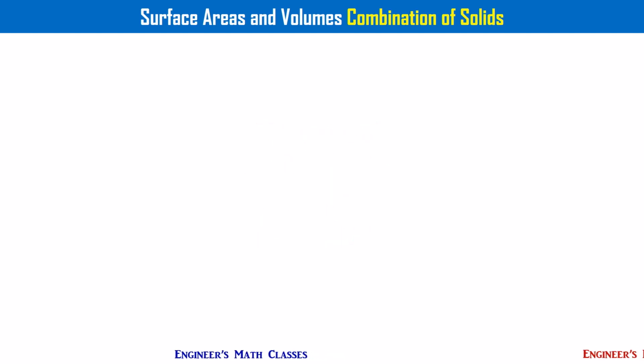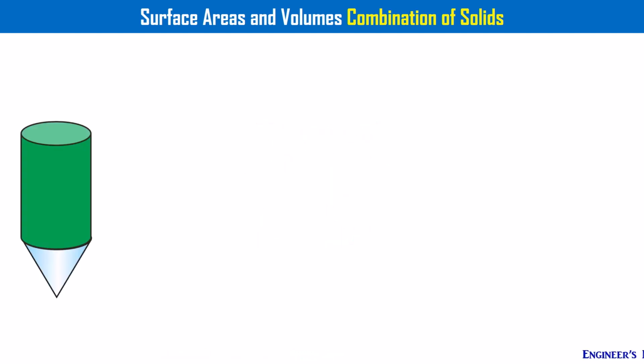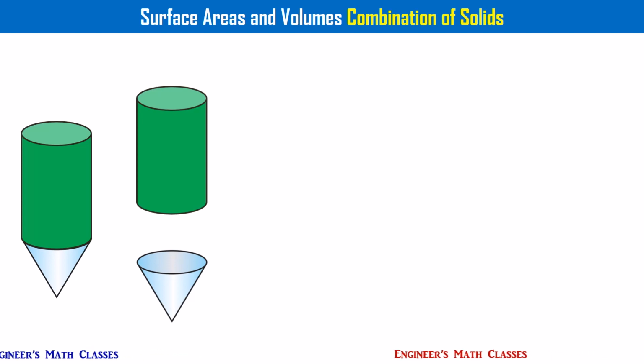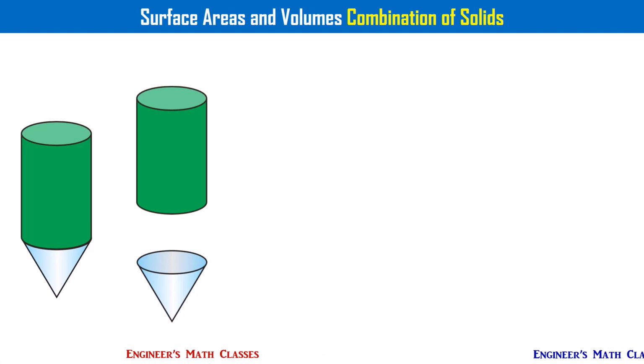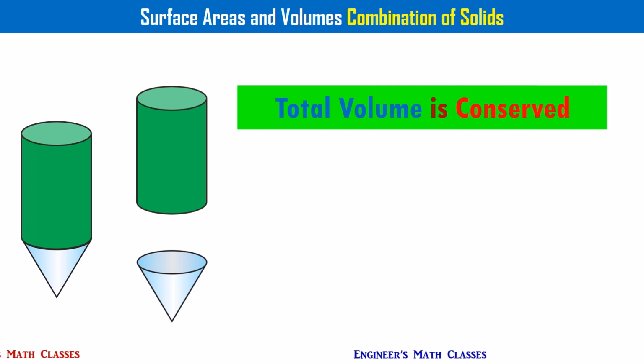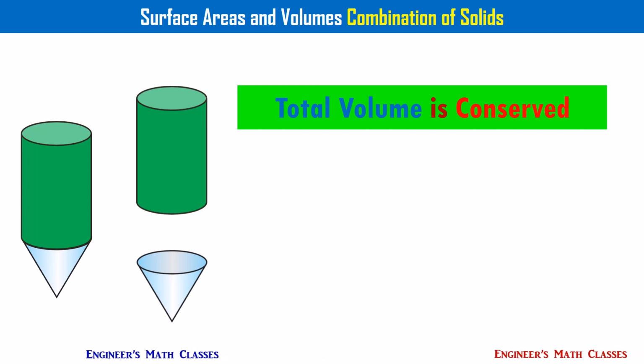And next, we have seen combination of solids. We learned that any combined solid can be looked at as a combination of basic shapes. The moment you are able to visualize that a compound shape is made up of certain basic shapes, it is easier for you to work out the total volume or total surface area from the basics. We also looked at how the total volume is conserved when you combine two basic shapes into a compound solid, or when you split a compound solid into a couple of basic shapes.